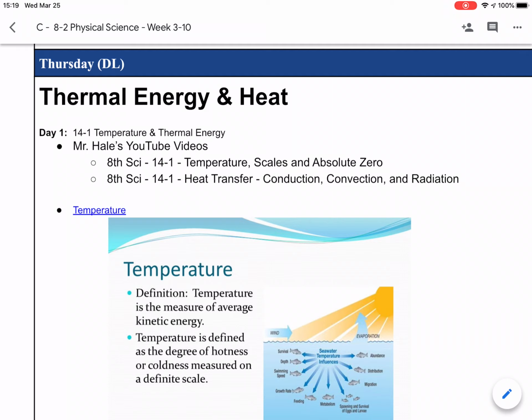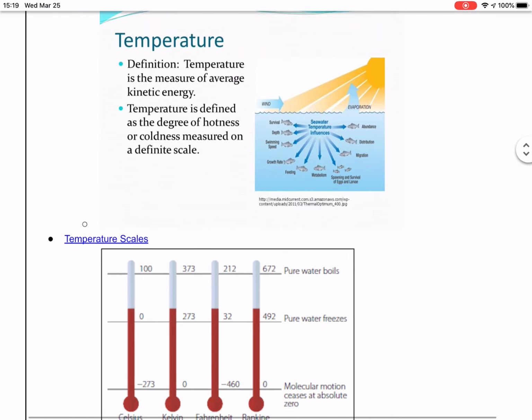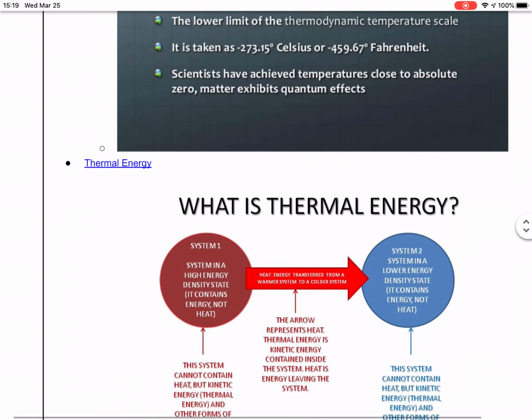Mr. Hale here, and we're going to keep going on our Chapter 14 lesson about temperature and thermal energy. Today, we're going to talk about heat transfer: conduction, convection, and radiation. So, let's go down there.